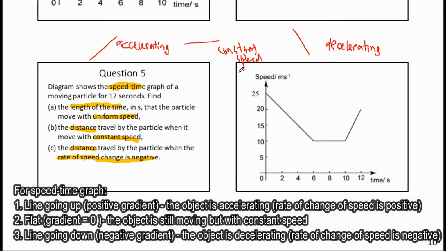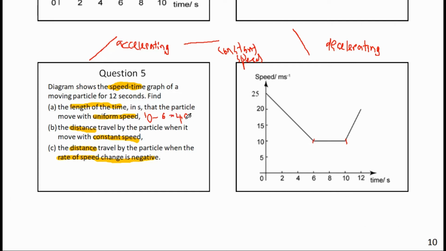Okay, so for part A, the particle moves with uniform speed. Uniform means constant, so we have to look for the flat line. So here's the flat line from 6 seconds to 10 seconds. So the length of time will be 10 minus 6. 10 minus 6 equals 4 seconds.